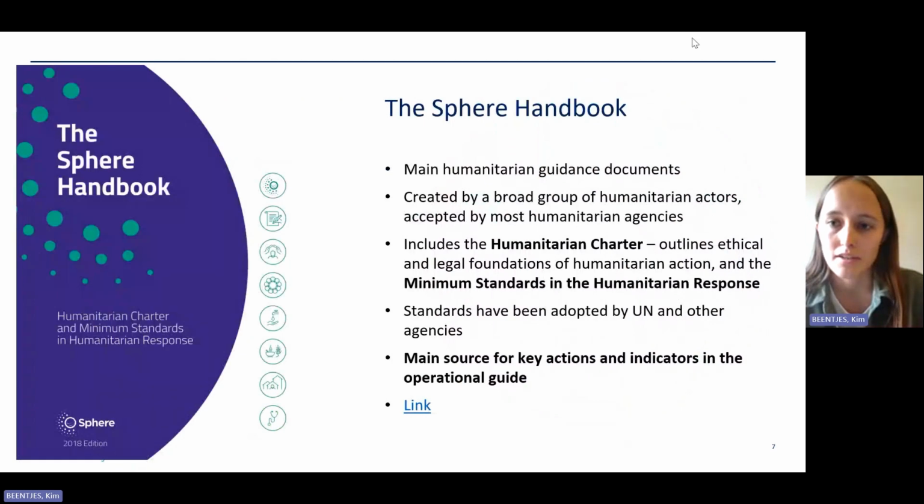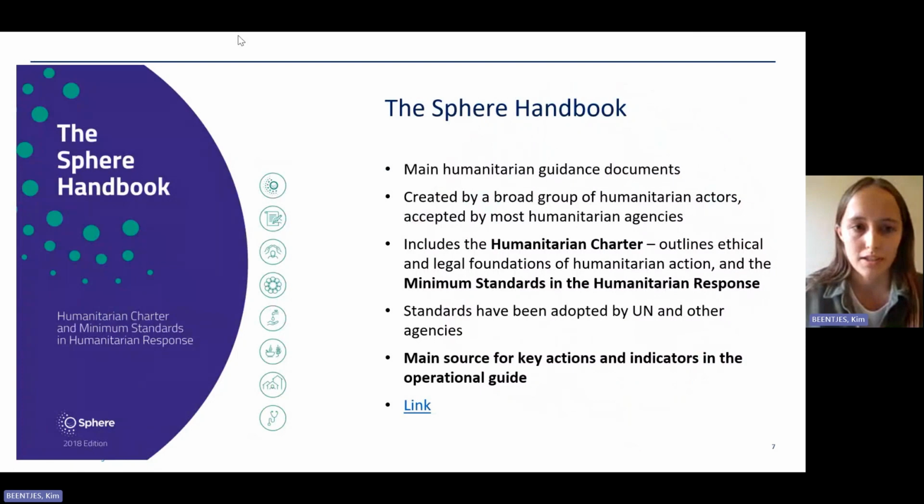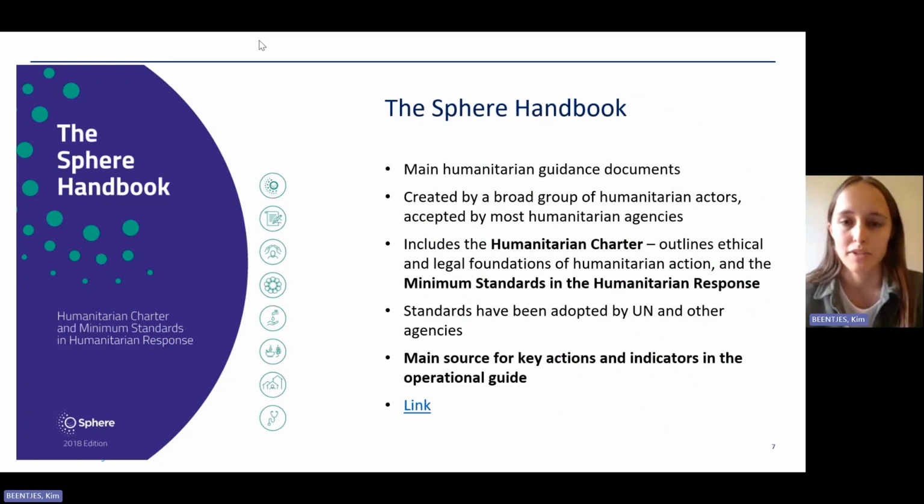Then the main humanitarian guidance document is the Sphere Handbook. The operational guide is based on this, and all the key actions that come from the operational guide are coming from this book. This is created by a broad group of humanitarian actors and accepted by most humanitarian agencies. And the book also includes the Humanitarian Charter, which outlines the ethical and legal foundations of the humanitarian action and also has the minimum standards in the humanitarian response.